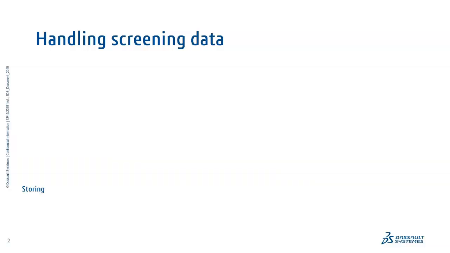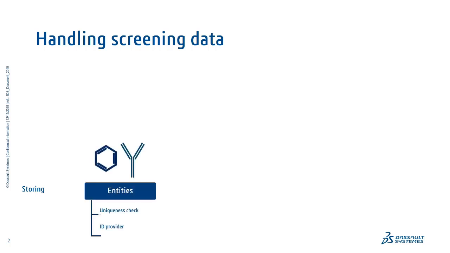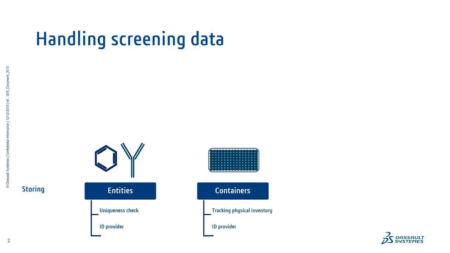Well, there's probably mainly two aspects. We can categorize the functionality you need to address this problem as a whole. One is about storing information, first about the entities you want to screen. This is typically a registration system that will perform a uniqueness check and provide an ID. From there, you will create containers for those entities. So you need to track your physical inventory, again with some IDs from providers.